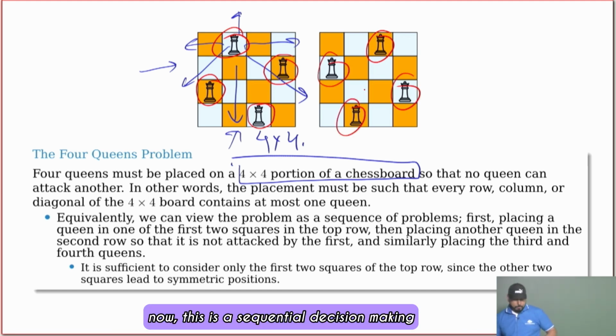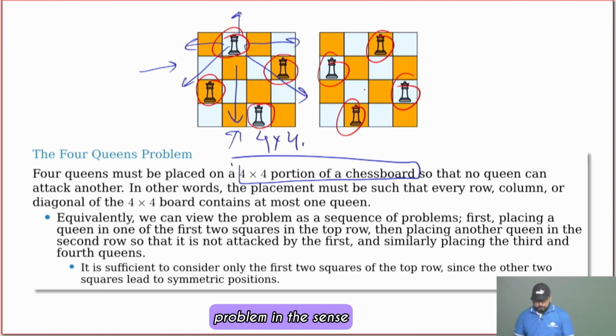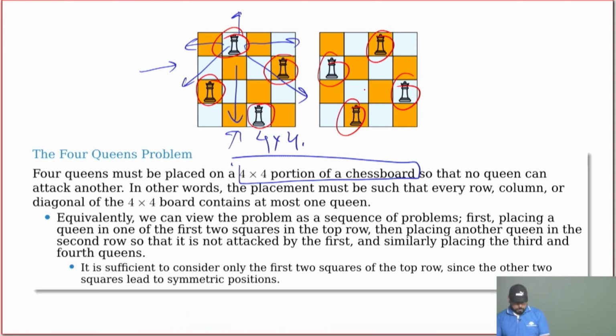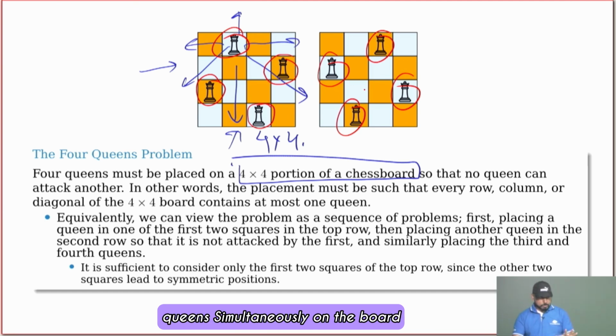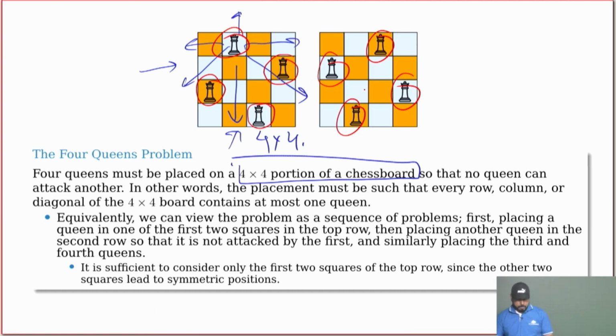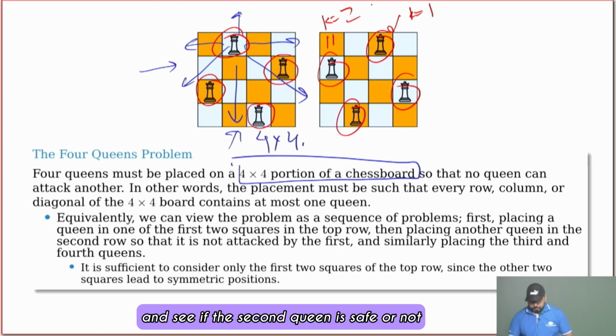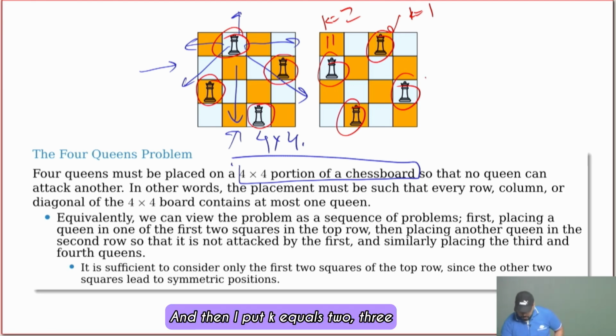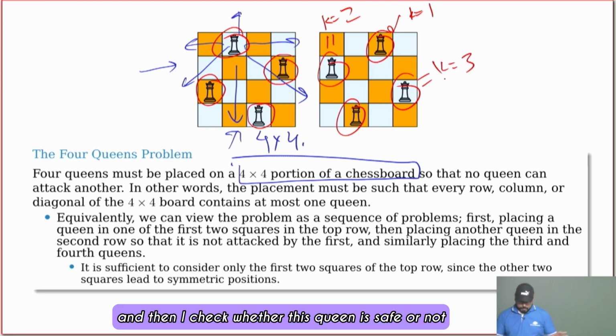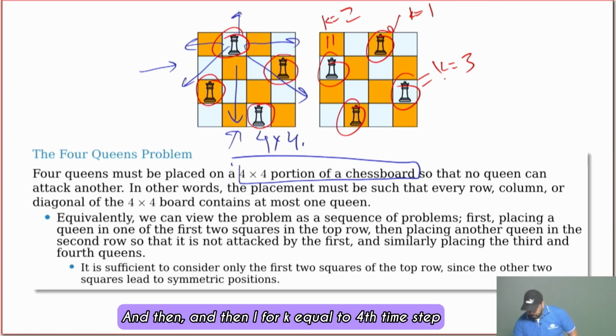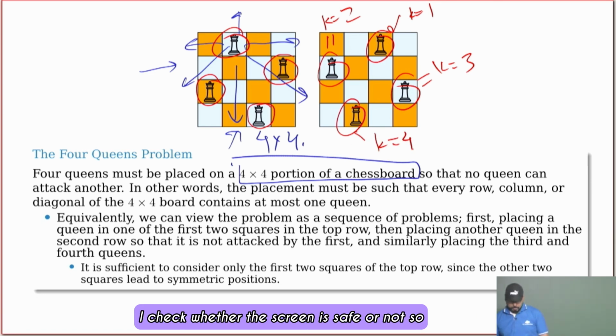So now this is a sequential decision making problem in the sense that I can do it one by one. Rather than thinking of putting the 4 queens simultaneously on the board, I want to do it step by step. So in the first step, I put the first queen here at k equals 1, and then the second queen at k equals 2, and see if the second queen is safe or not. And then I put k equals 3, and I check whether this queen is safe or not. And then for the k equals 4th time step, I check whether this queen is safe or not.